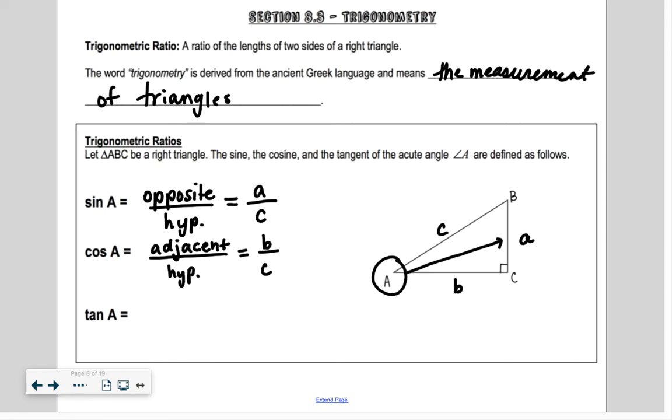And then tangent. Tangent is going to be opposite over adjacent, which ends up being a over b. Tangent also works out, if you go on to take algebra 2 or pre-calc, which you will, I'm sure, to be sine over cosine, right?